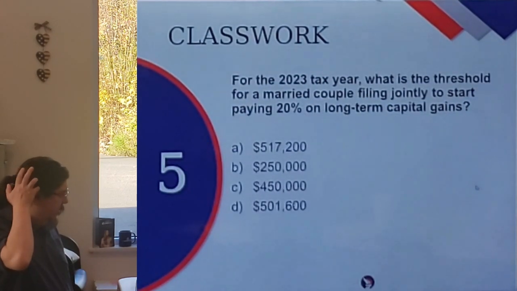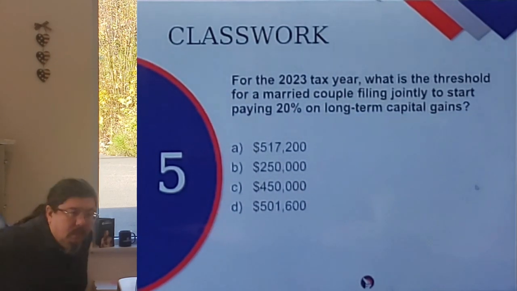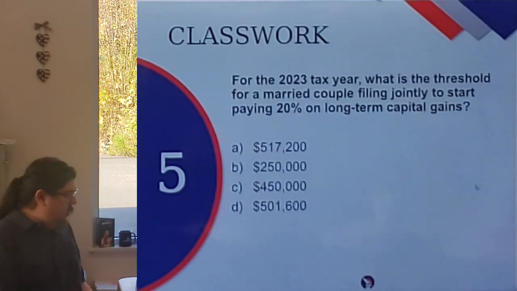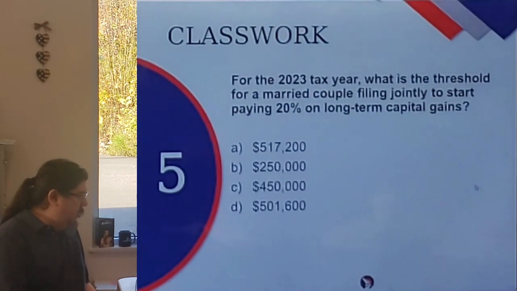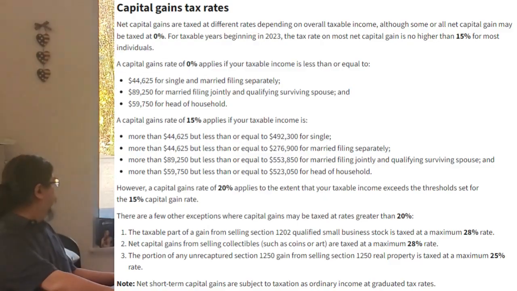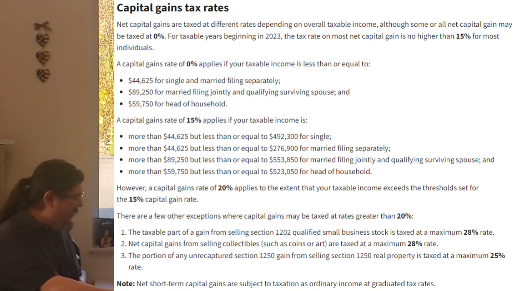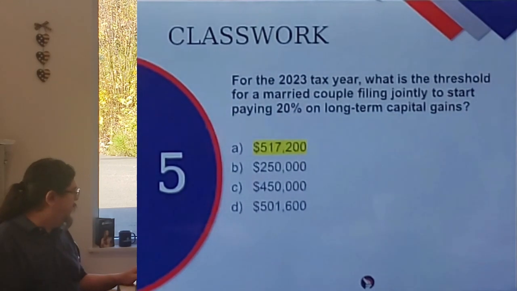Okay. Number 5, Dan? For 2023 tax year, what's the threshold for married couple filing jointly to start paying 20% on long-term capital gains? Well, let's look that up in Google again. None of these. It's married filing jointly. Yep. None of these are the correct answer. So the answer is 553,850, which is none of these. I guess the closest one was 517.